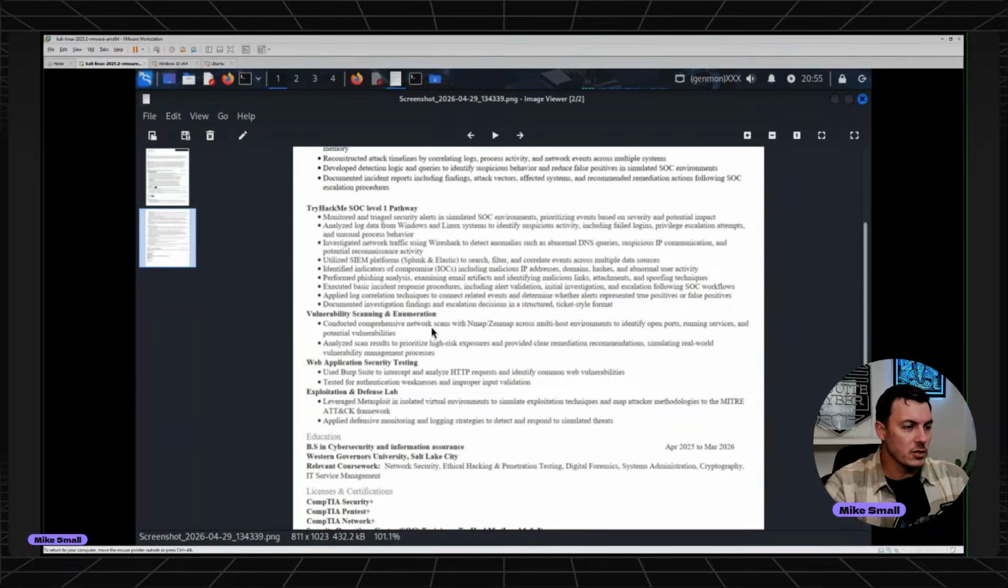Web application security testing, that's a good one to understand. So this is that offensive stuff I was talking about this show. It's good to understand the offensive stuff because it makes you a much, much better defender.